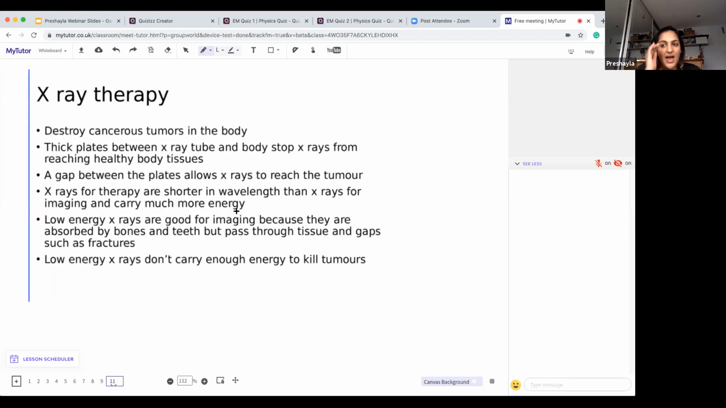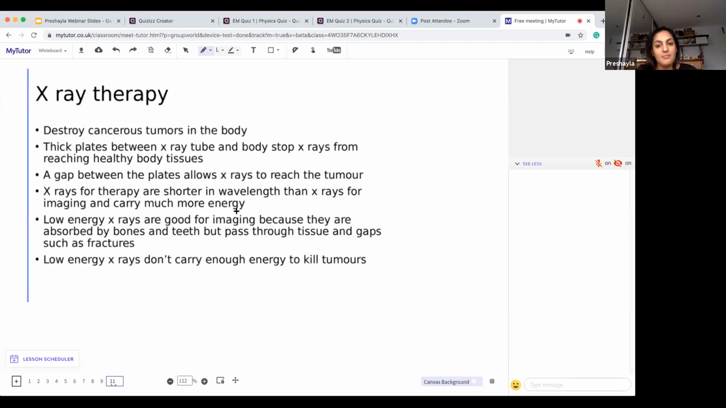So we've already said that X-ray can be used for imaging, which we know, but it can also be used for therapy. X-rays can destroy cancerous tumours in the body. And thick plates between the X-ray tube and the body can stop X-rays reaching healthy body tissues. A gap between the plates allows those X-rays to reach the tumour and the tumour only. X-rays for therapy are shorter in wavelength than X-rays for imaging and carry much more energy.